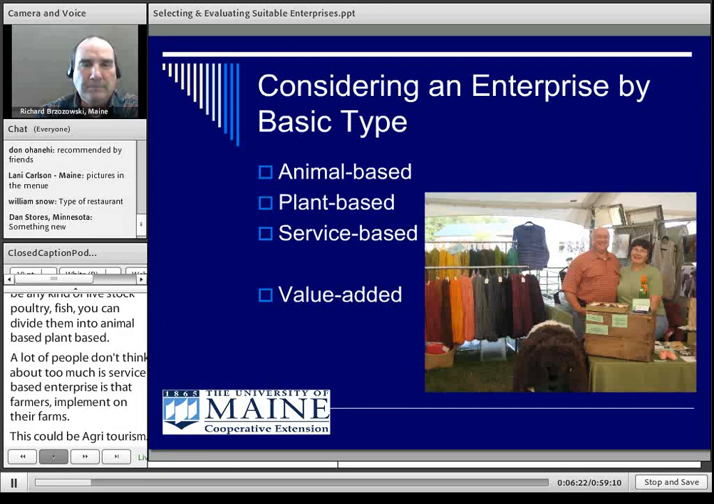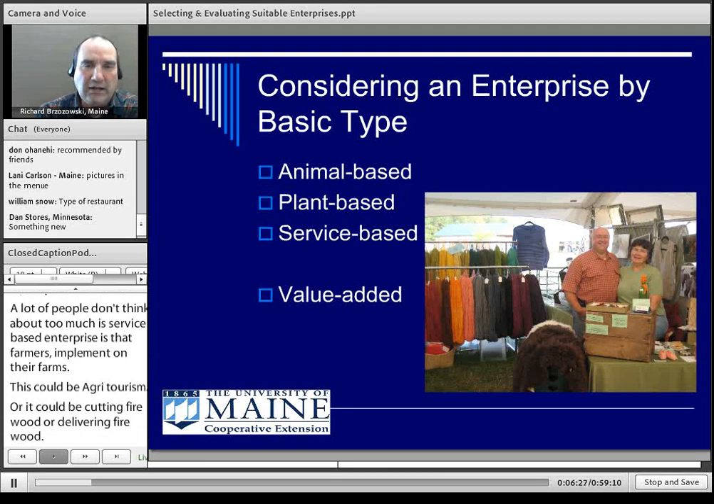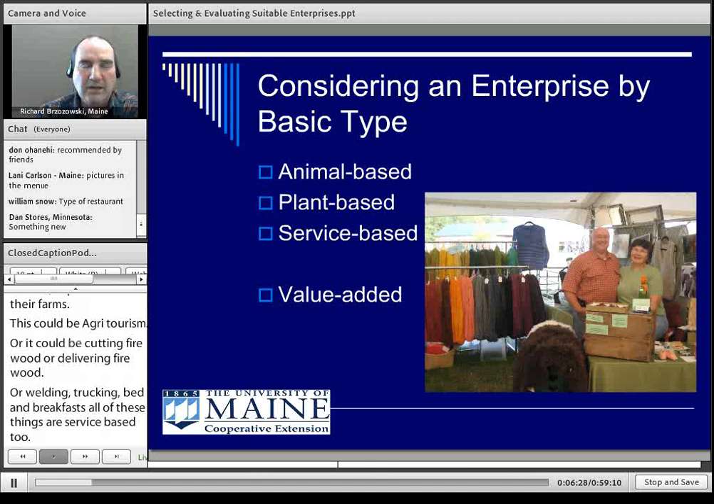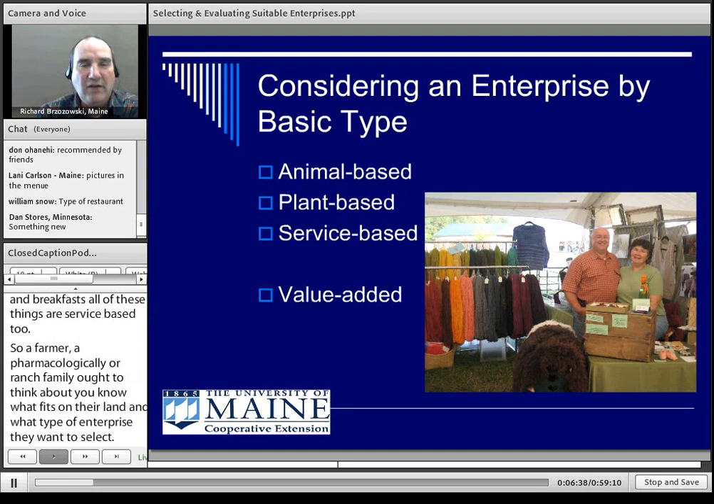So a farmer, a farm family or a ranch family ought to think about what fits on their land and what type of enterprise they want to select. So animal-based, plant-based, or service-based. And then besides that, you might want to say, what can I add value to what I produce?